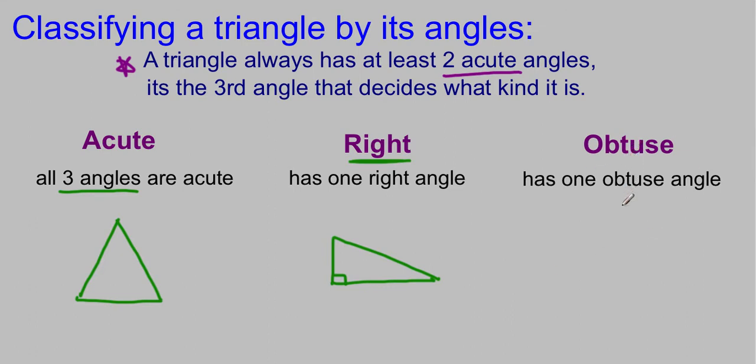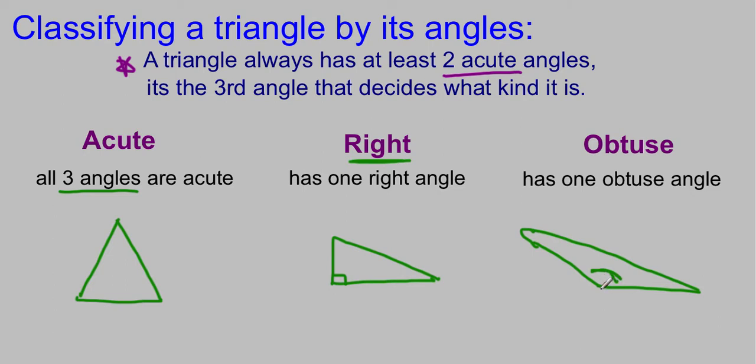Last one is our obtuse triangle. Obtuse is one big, wide open angle, and then 2 smaller acute angles. But always look for that big, wide open angle. That's how you know you're looking at an obtuse triangle. Don't pay attention to little ones. Look for that one big angle. If you got one of them that's bigger than 90 degrees, you know that's going to be our obtuse angle.